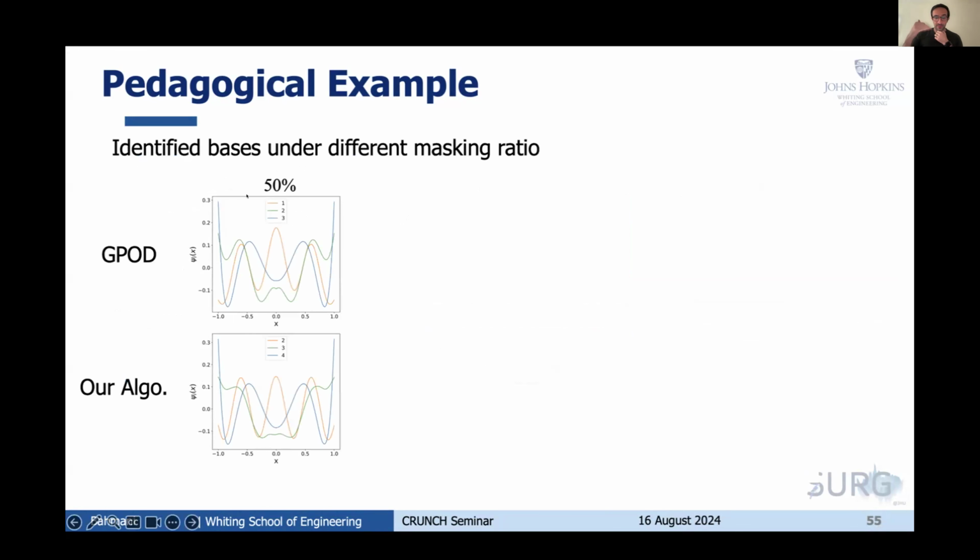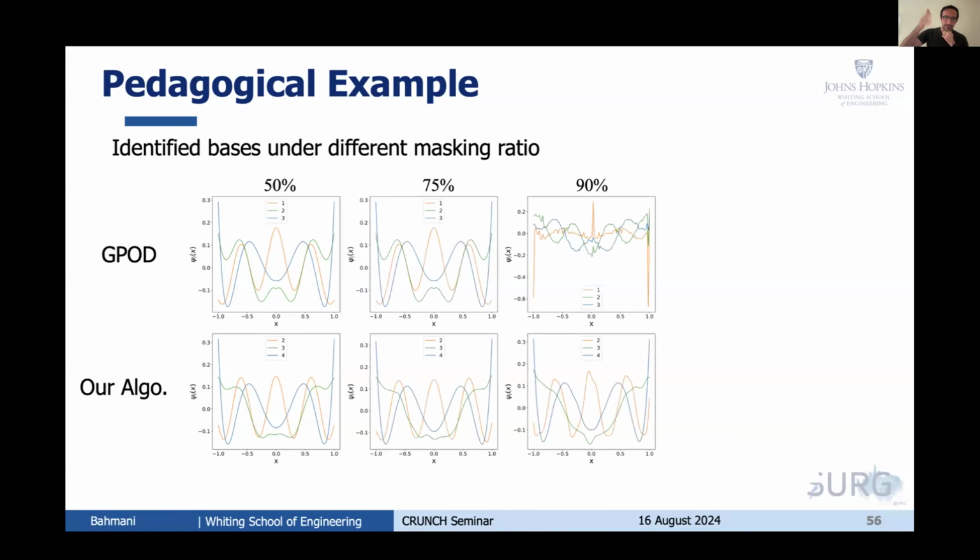So here you see the result for 50%. The first row is the corresponding result for gappy POD, and the second is our algorithm. So you can see that without enforcing the orthogonality of the bases in a strict manner, and also the other property of gappy POD, which is maximizing the variance per basis, we still find a very correlated basis function for both approaches. And if we increase the amount of how much information is masked, at some point you see the gappy POD will give you bad results, but our approach is still operational.